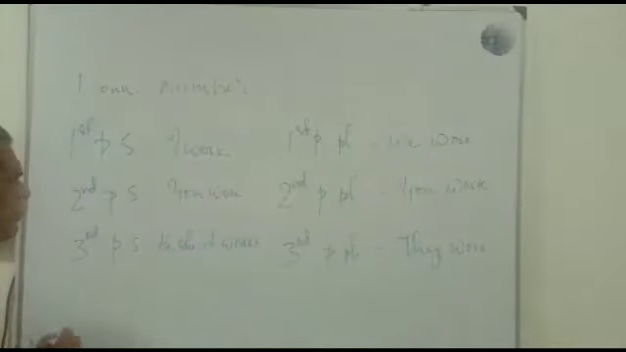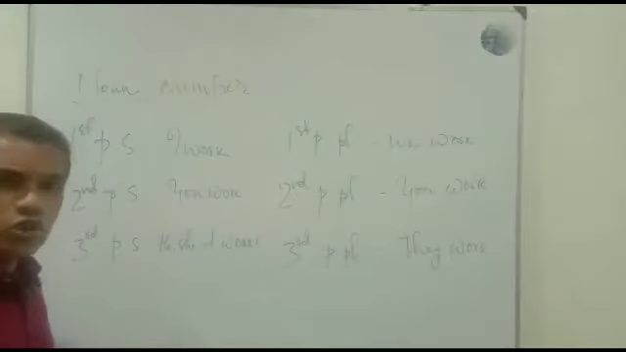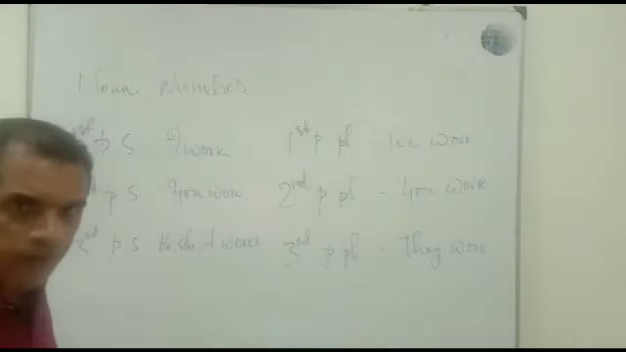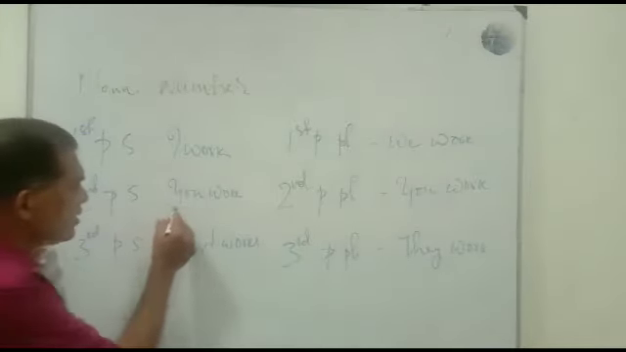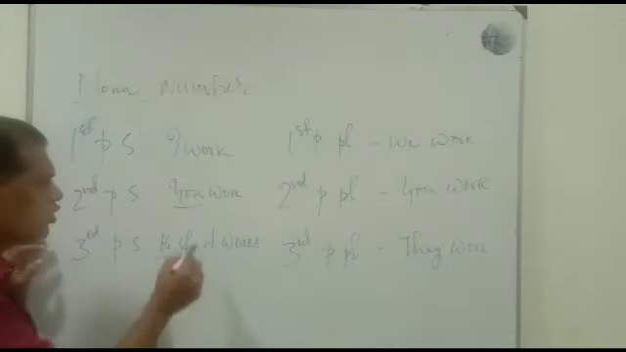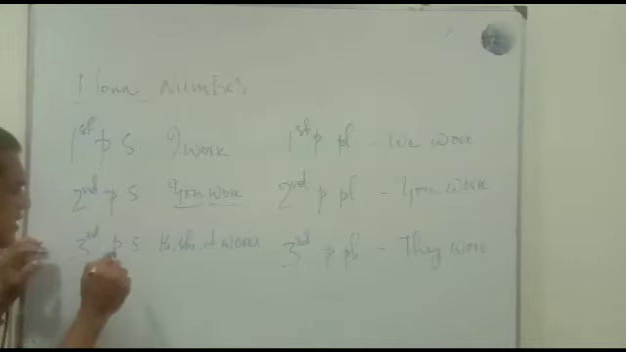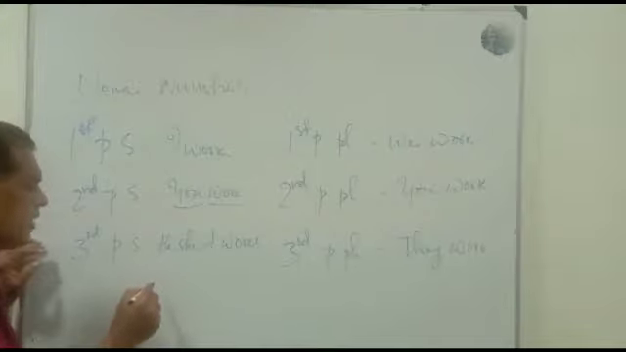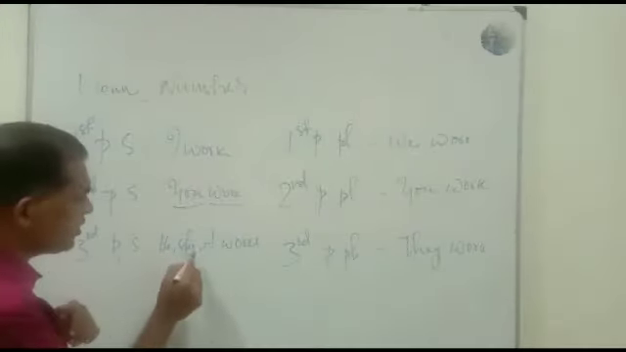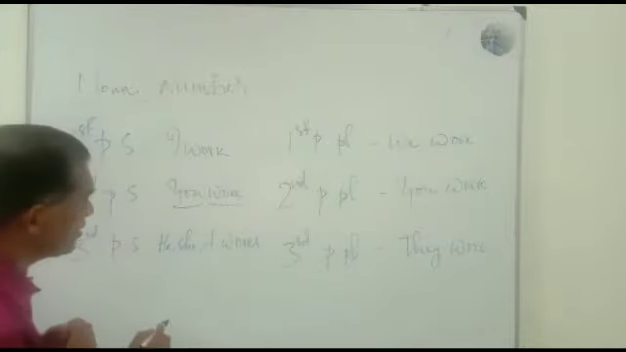Now, the rule is, when the subject is first person singular, the verb should also be first person singular. In the same manner, when the subject is second person singular, the verb should also be second person singular. And when the subject is third person singular, the verb should also be third person singular. For example, he or she or it works. He works, she works, it works.